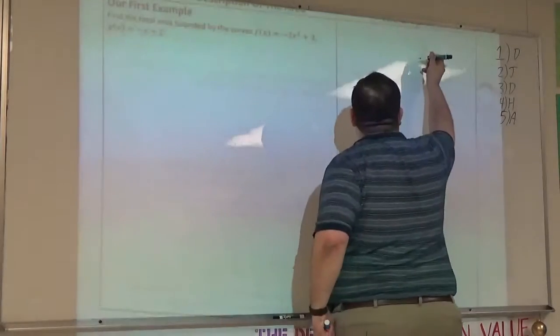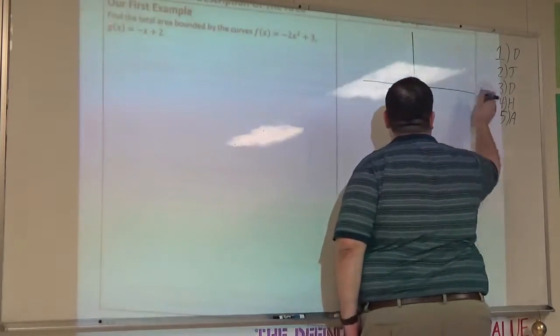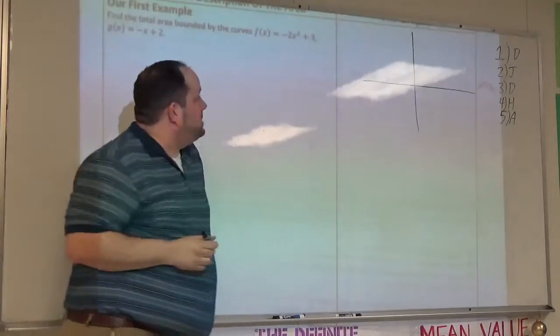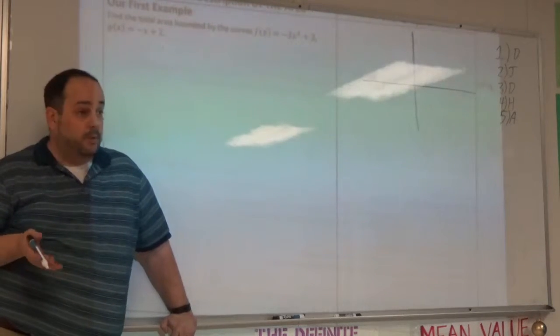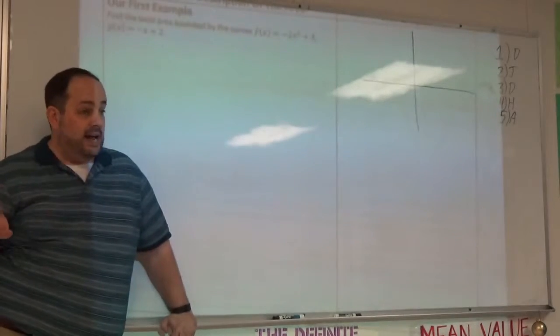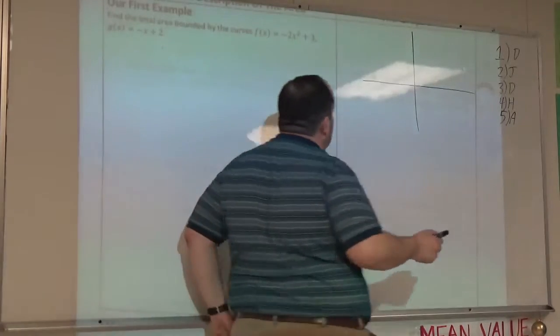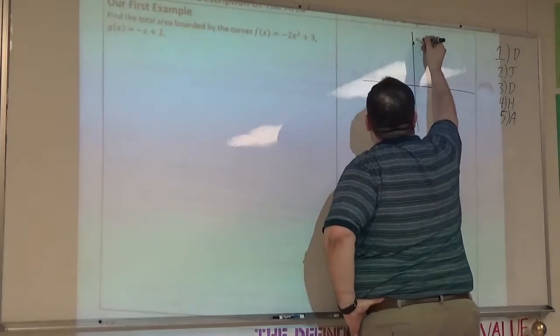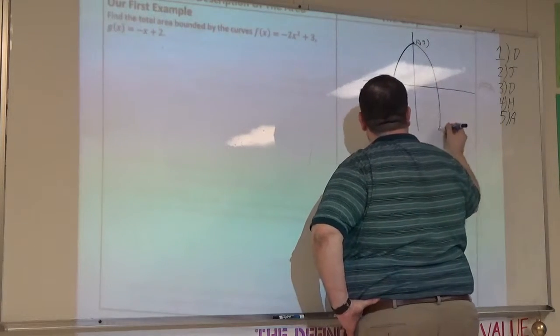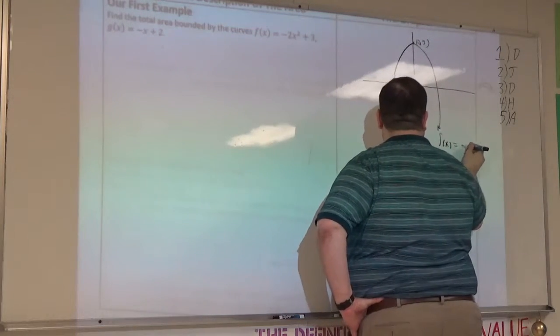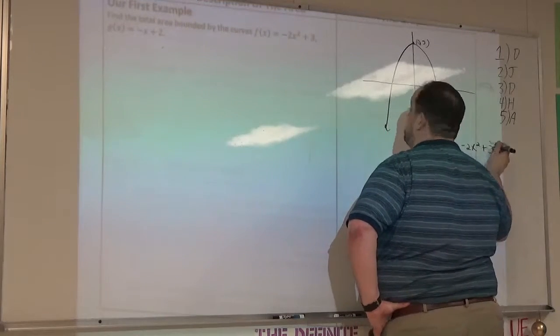I deliberately picked graphs that you guys should know what they look like. F of x equals negative 2x squared plus 3, we know that this is a parabola. Opening which way? Down. Opening down with the vertex at 0, 3. So here it is. This is f of x equals negative 2x squared plus 3.